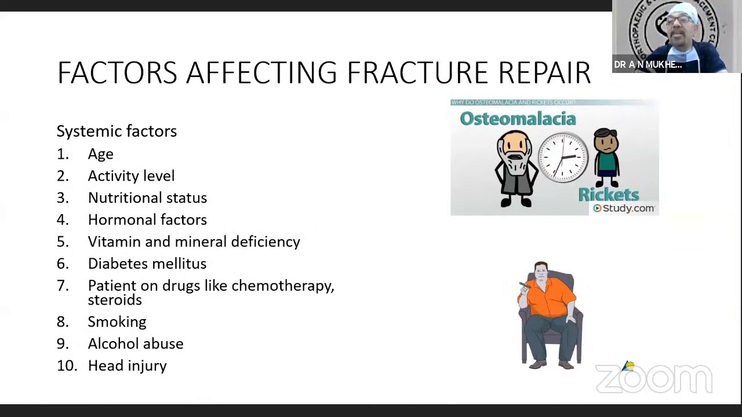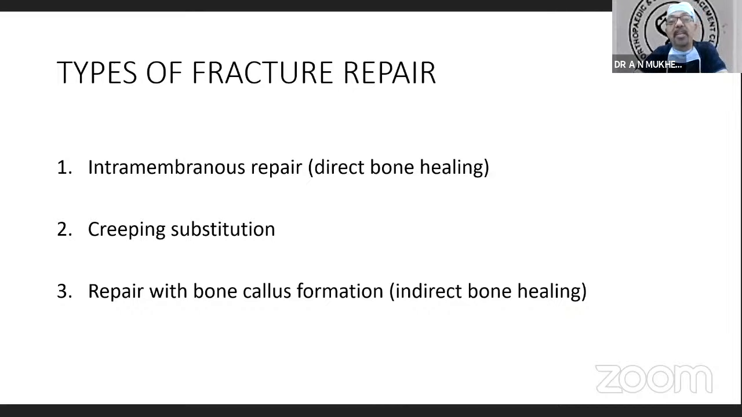So systemic factors are also important, like age, activity level, nutritional status, hormonal factors, vitamin and mineral deficiency, diabetes mellitus, patients on drugs like chemo and steroids, smoking, alcohol abuse, and head injury. They also influence fracture healing. So types of fracture repair are basically three.